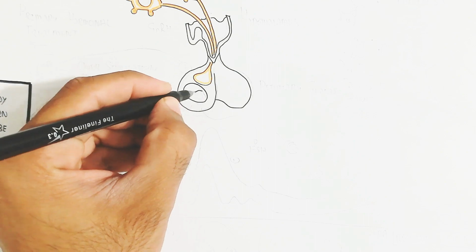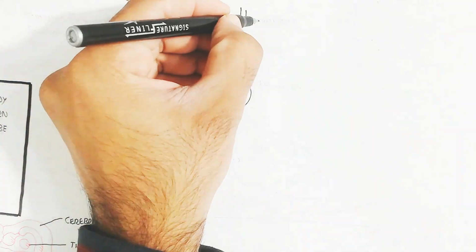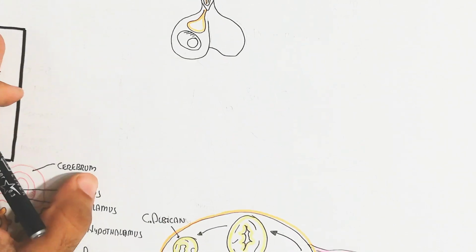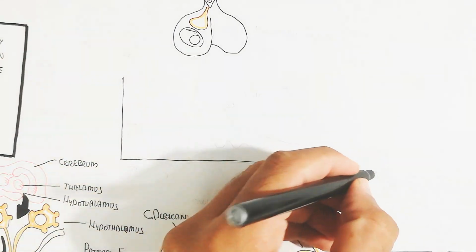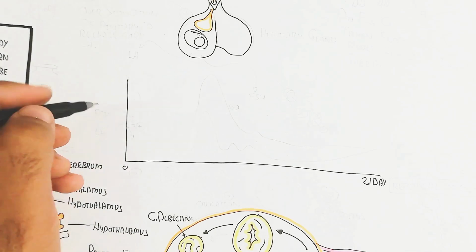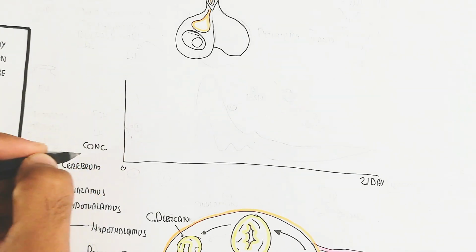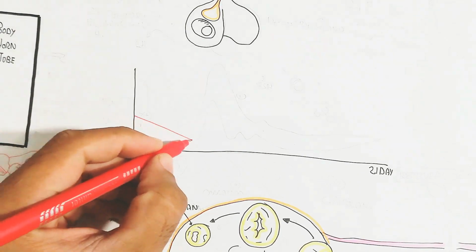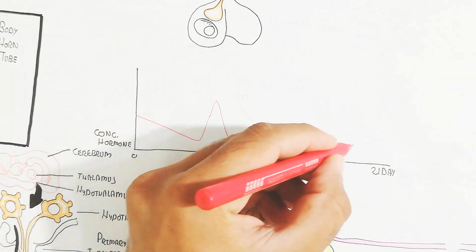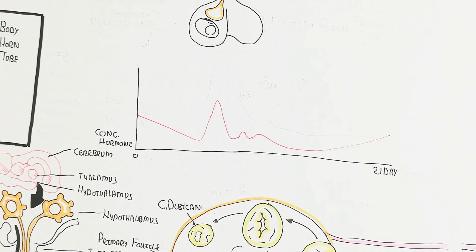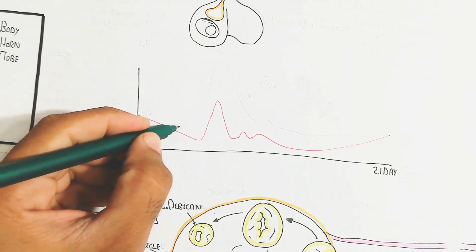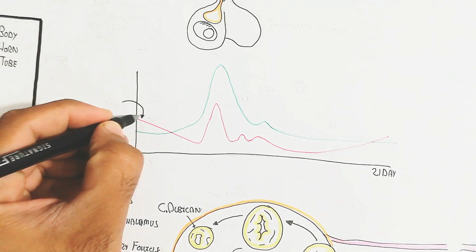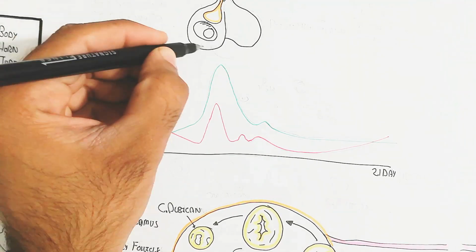This is the hypothalamus and pituitary gland, and the gonadotropin releasing hormone will stimulate the adenohypophysis to release follicle stimulating hormone and luteinizing hormone. This is the graph within 21 days. The ups and downs of the hormones are shown in the diagram: the follicle stimulating hormone in the red line, while the green line shows the luteinizing hormone for ovulation of the egg.